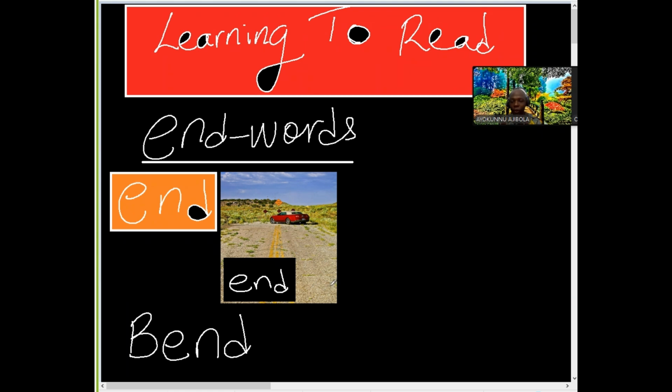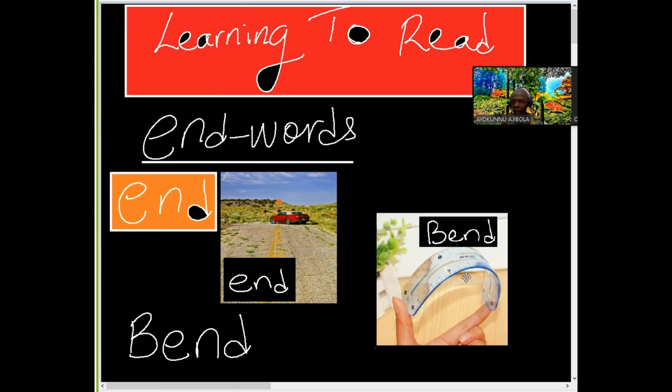The first one is end. Say end. Again, say end. Good. Then now join letter B. It becomes bend. Let me hear you say bend. Bend, like you bend an object.